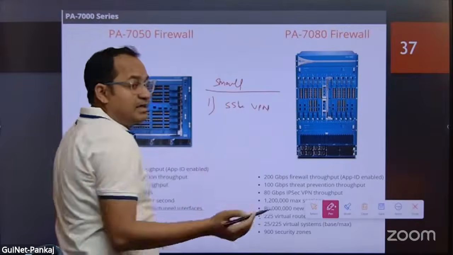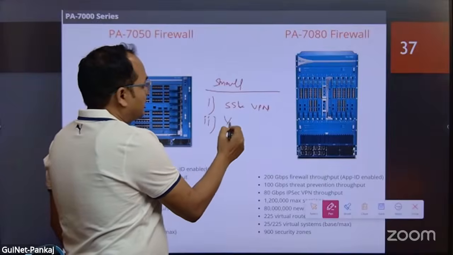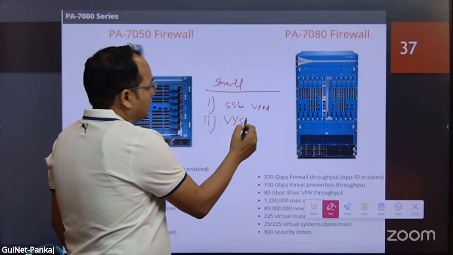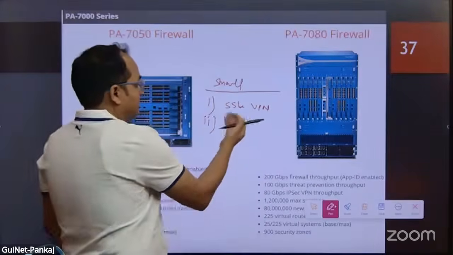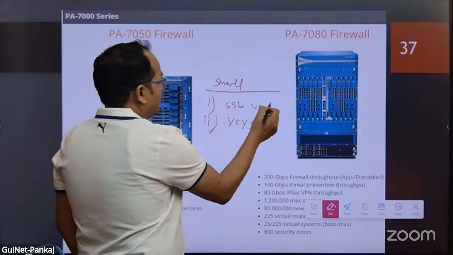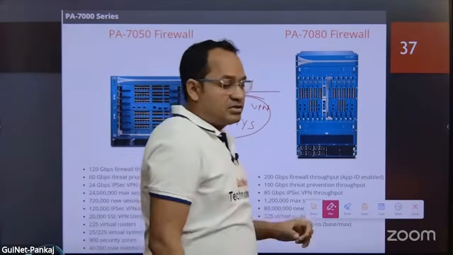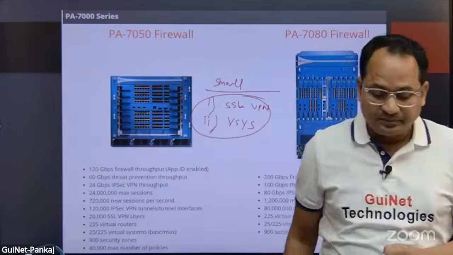Means you cannot make the firewall SSL VPN, and the second is you cannot make the VSys. Sorry. They are not going to support that. But if you have the higher end firewall, like the 7,000 or 5,000, they're going to support that.